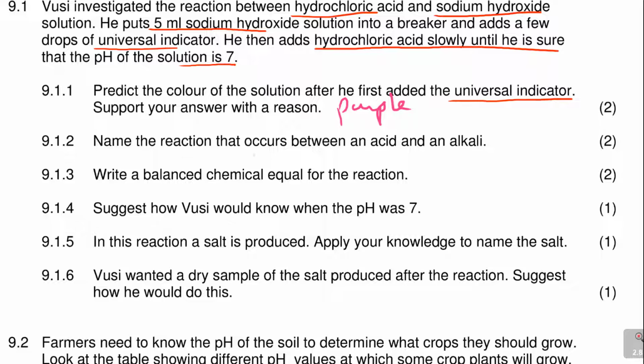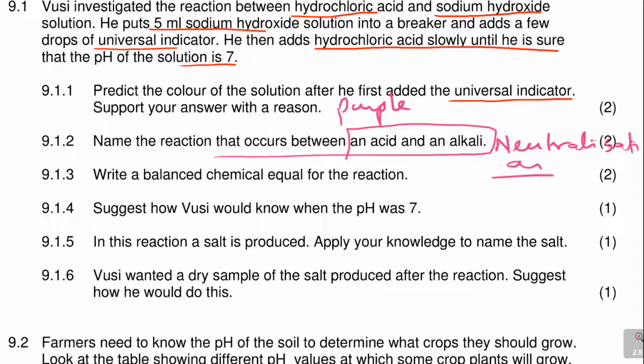Name the reaction that occurs between an acid and an alkaline. An acid and a base is called a neutralization reaction. It's neutralization. Reaction between an acid and a base, don't forget, is neutralization.